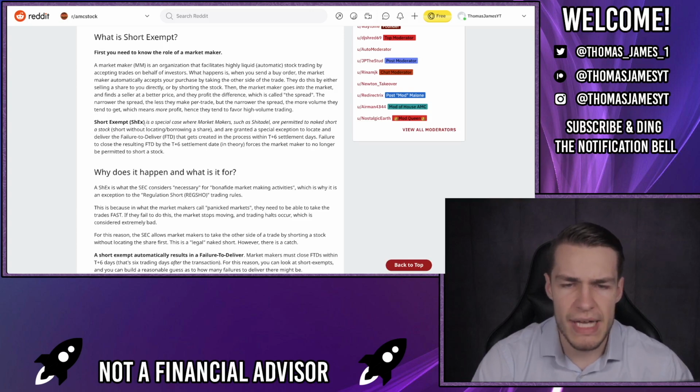Short exempt, or short X, is a special case where market makers such as Citadel are permitted to naked short a stock, short without locating or borrowing a share, and are granted a special exception to locate and deliver the failure to deliver that gets created in the process within T plus 6 settlement days. Failure to close the resulting fail to deliver by the T plus 6 settlement date, in theory, forces the market maker to no longer be permitted to short a stock.